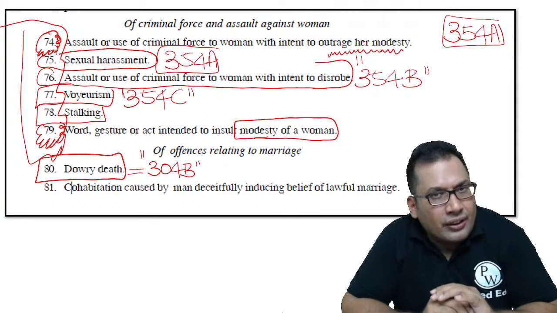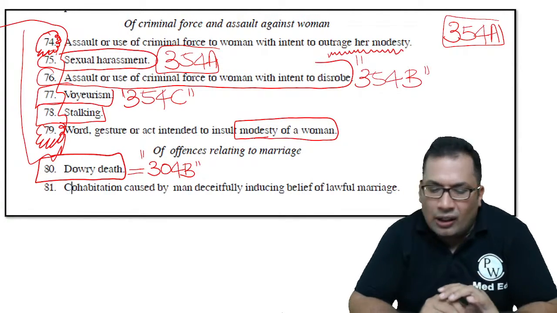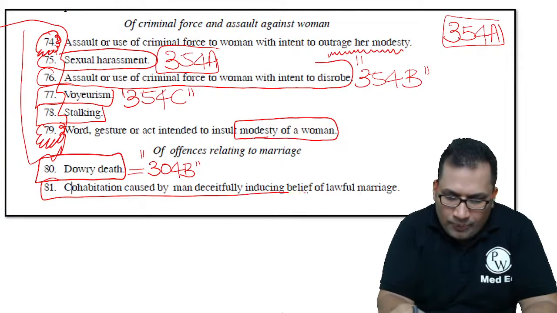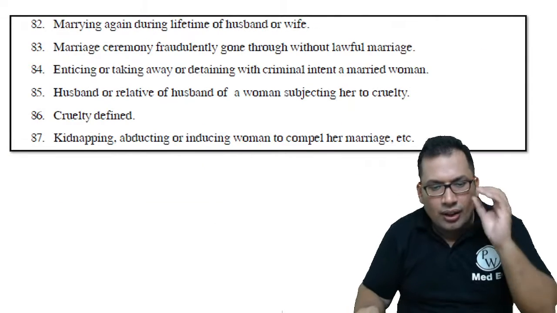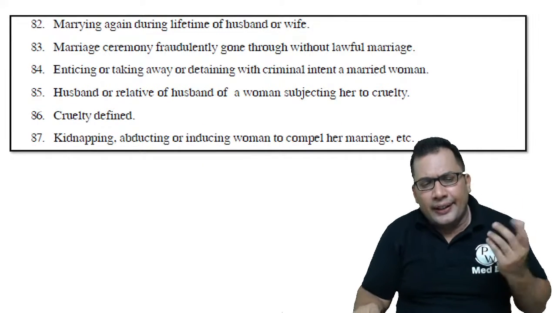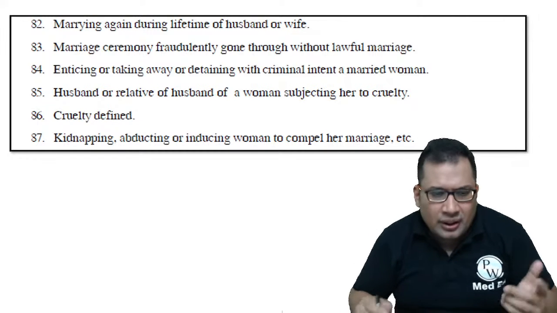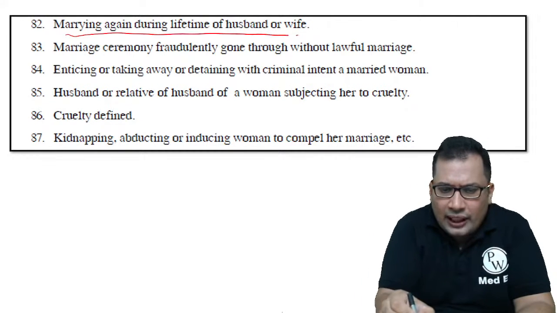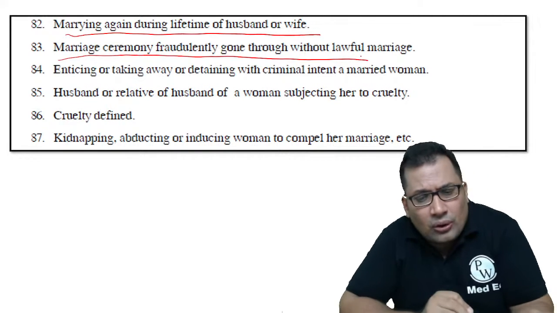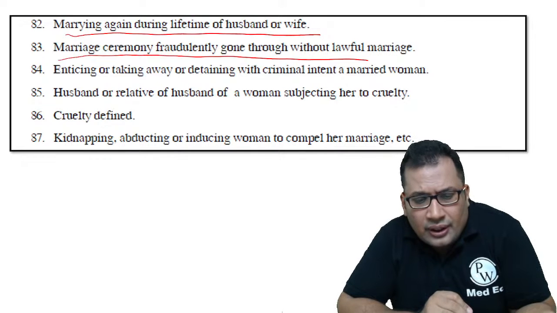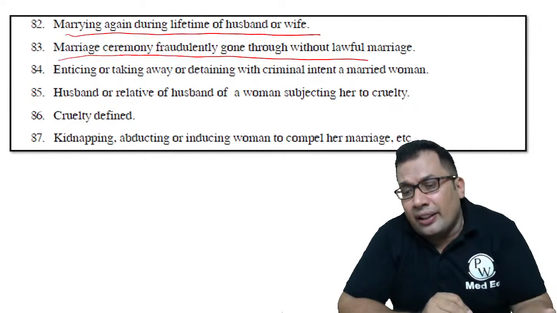Okay. Then 81. 81 is cohabitation caused by a man deceitfully inducing belief of lawful marriage. That is 81, newly added. And 82, 83, 84, 85, all related to marriage. 82, marrying again during the lifetime of husband or wife. 83, marriage ceremony fraudulently gone through without lawful marriage. 84, taking away with criminal intent a married woman.